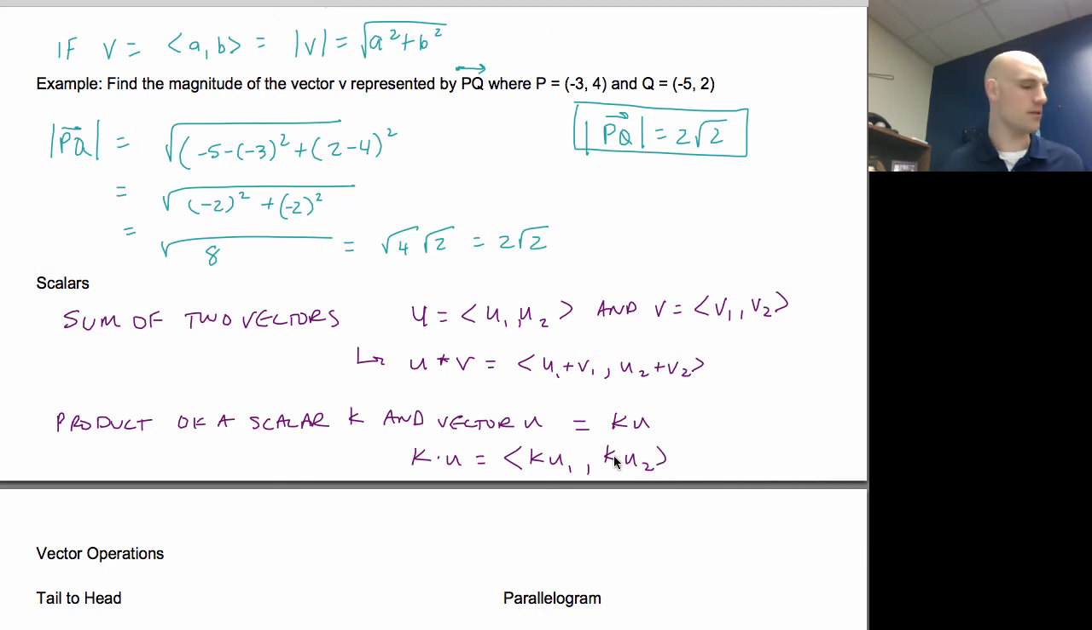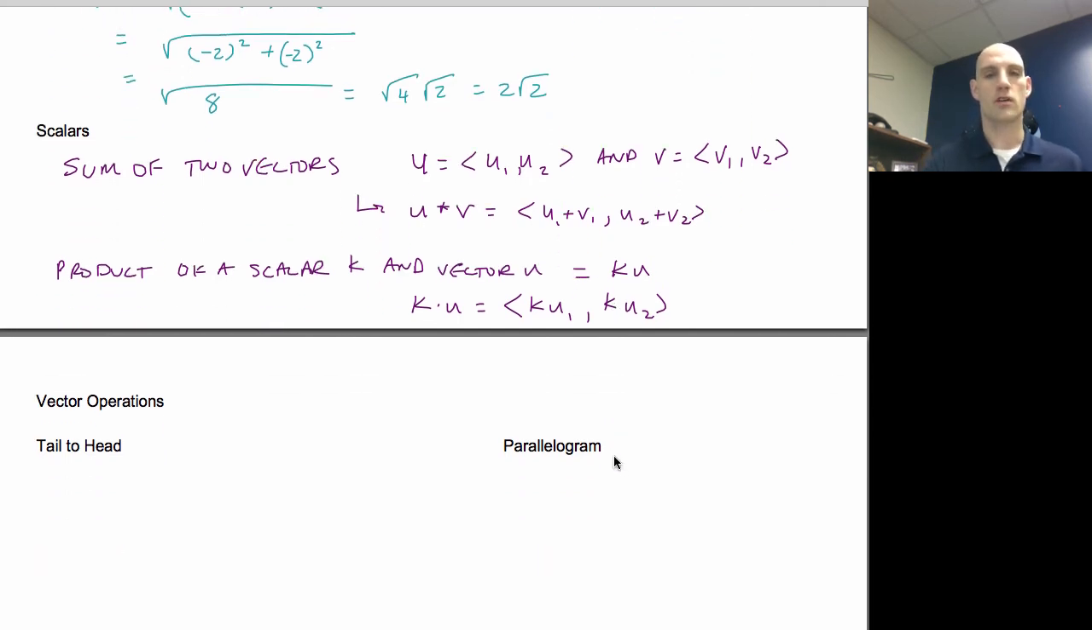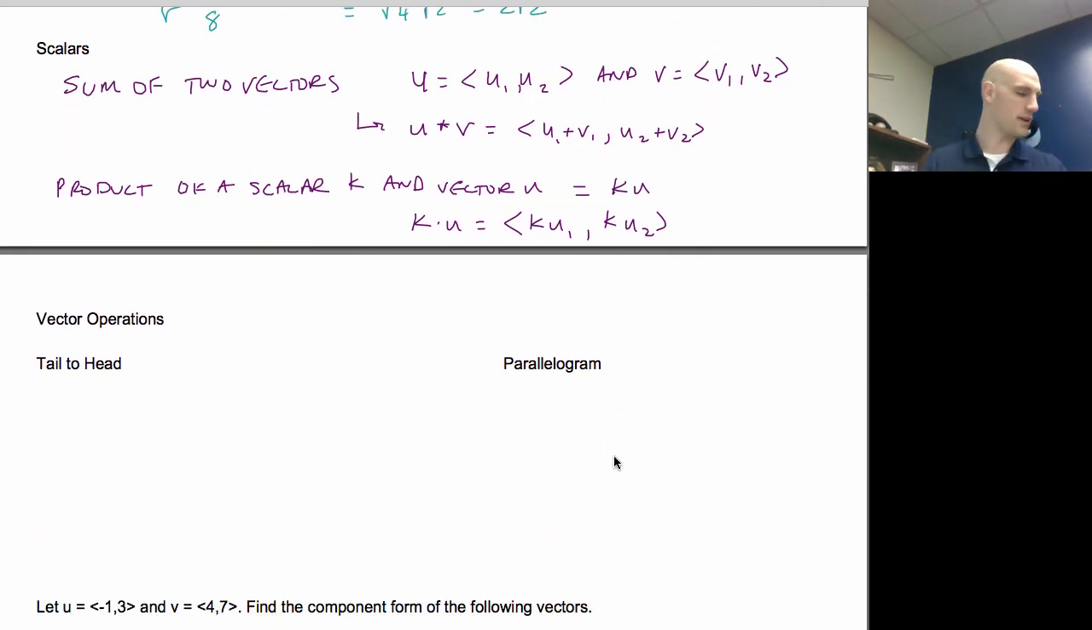Okay, so it's like the distributive property, we distribute it in. So not only is the x component multiplied by the scalar, but also the y component is multiplied by the scalar. Okay, so other vector operations that we could do.